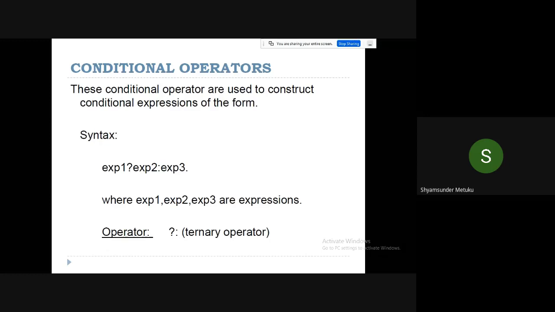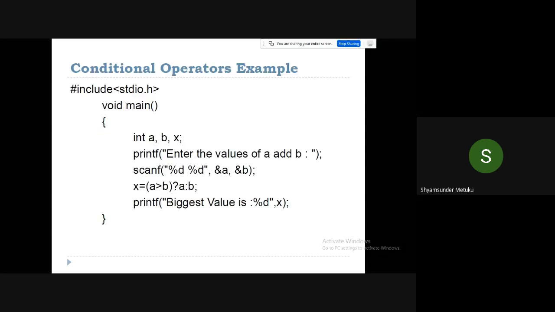If it is false, expression 1 is equal to expression 3. That is the meaning of it. Here you can see expression 1, expression 2, expression 3, all could be variables or expressions. The other name for conditional operator is called ternary operator. I'm trying to explain by using some example.